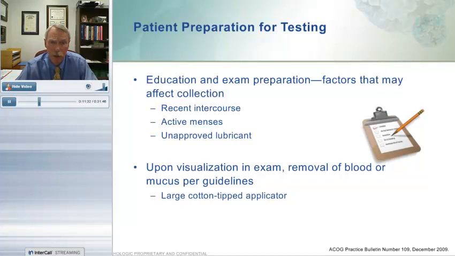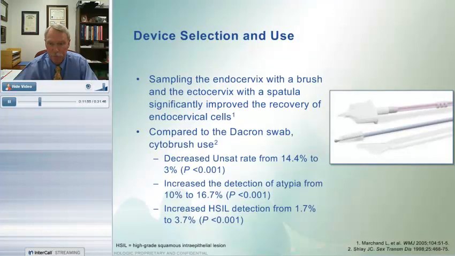There is also patient preparation involved in you visualizing the cervix at the time of trying to obtain the pap smear. Occasionally, there is the opportunity to remove a scant amount of menstrual flow or mucus that would be obscuring visualization of the cervix. This can be accomplished with the use of a large cotton-tipped applicator.